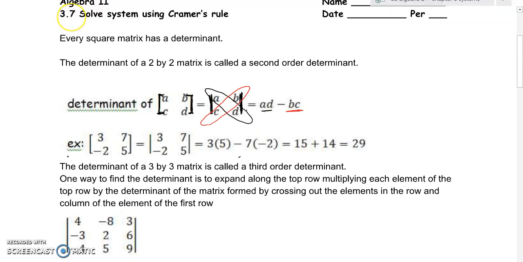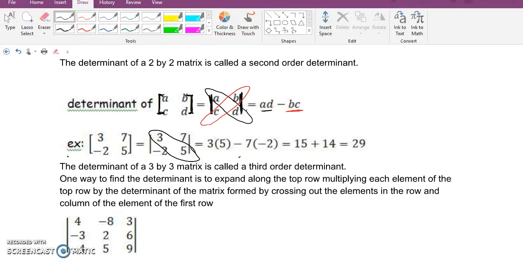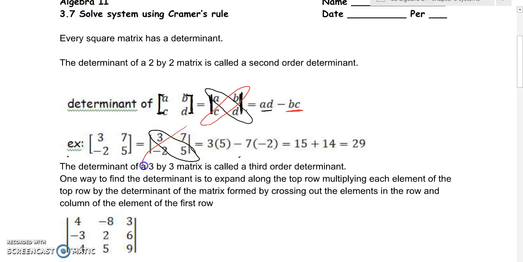So if we do that in our example, we multiply the 3 times the 5, and we subtract from that the multiplication of the 7 times -2, and then we simply simplify that to see what we get. So this becomes 15 plus 14 becomes our answer. The determinant of this matrix is 29.